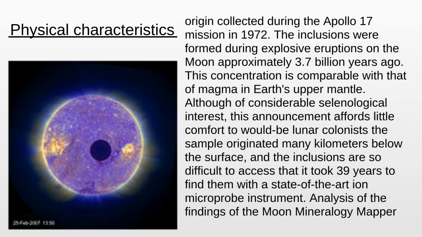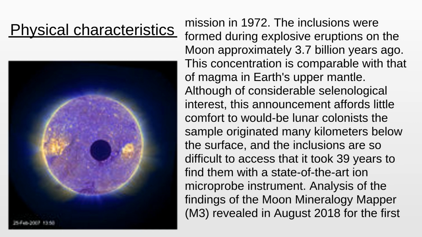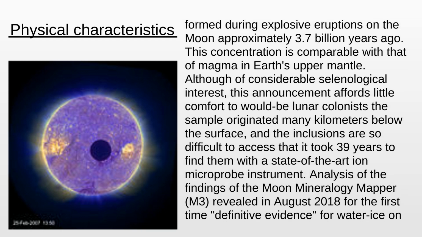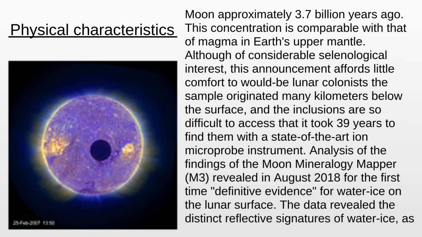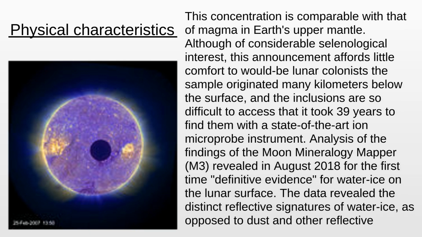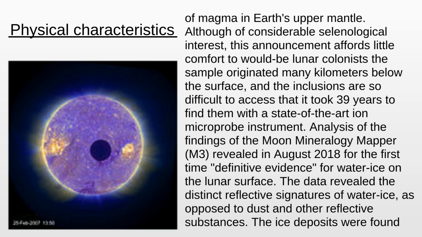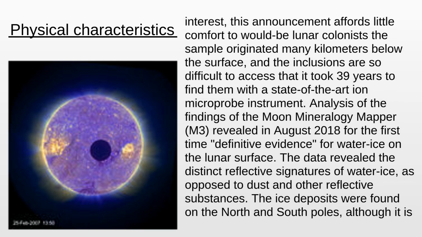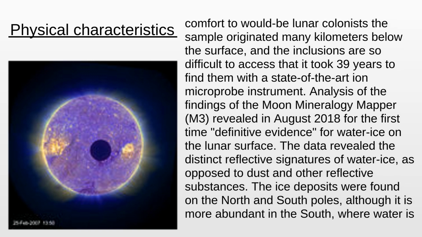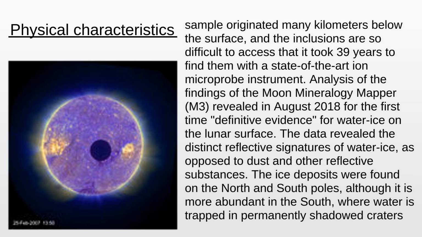The famous high-titanium orange glass soil of volcanic origin was collected during the Apollo 17 mission in 1972. The inclusions were formed during explosive eruptions on the Moon approximately 3.7 billion years ago. This concentration is comparable with that of magma in Earth's upper mantle. Although of considerable selenological interest, this announcement affords little comfort to would-be lunar colonists.